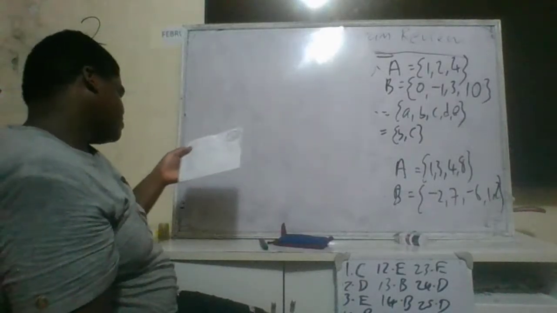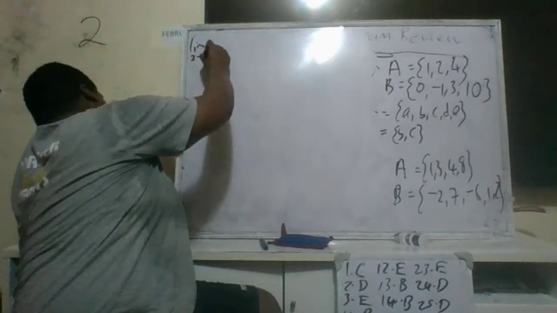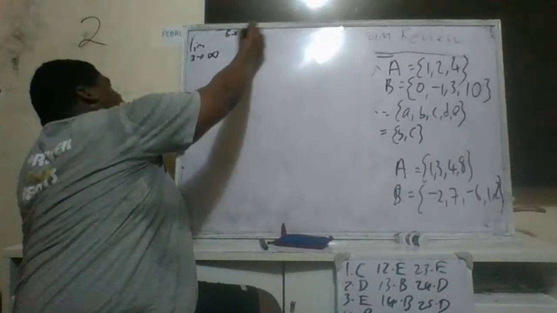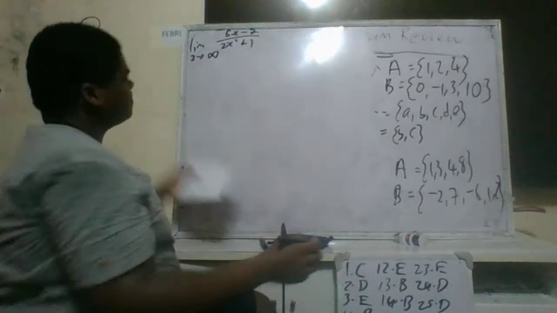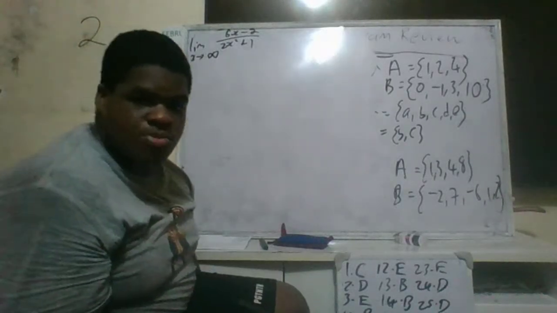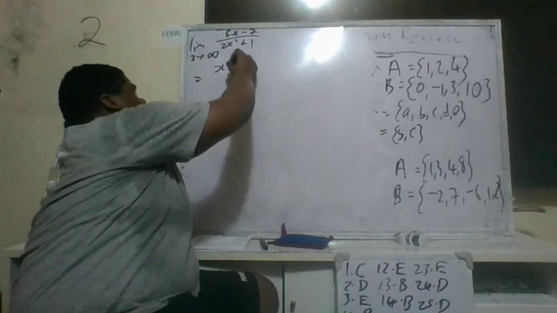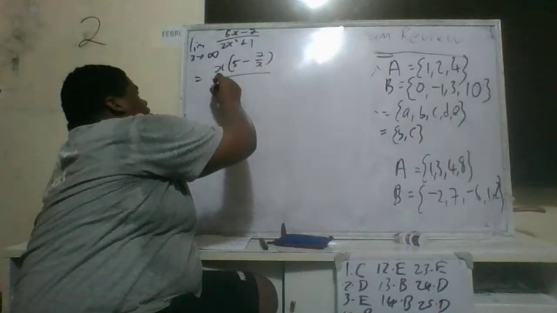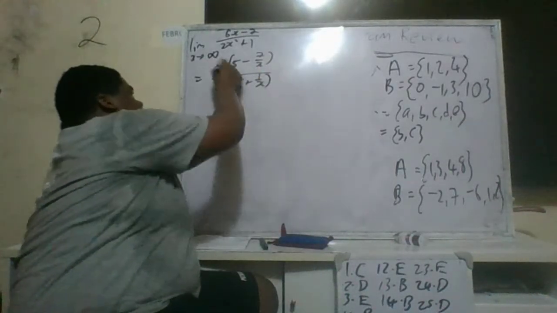Question 28. Question 28 says we should find the limit as x tends to positive infinity of (5x - 7) divided by (2x squared + 1). The next thing I want to do is to factorize out x from the numerator and denominator. So this will be equal to x(5 - 7/x) divided by x(2x + 1/x). The x here will get cancelled out.